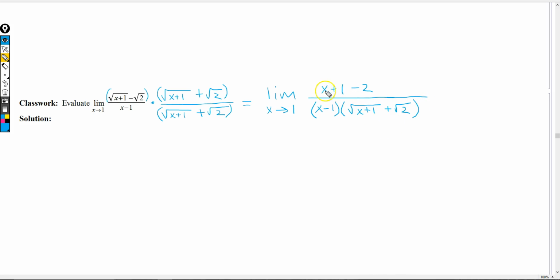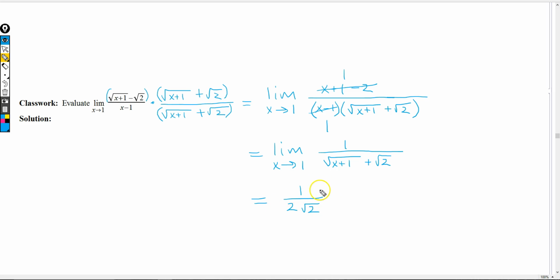Now of course the top here is x minus 1, since 1 minus 2 is negative 1. So this x minus 1 will cancel with this x minus 1. And we end up with the limit as x converges to 1 of 1 divided by root x plus 1 plus root 2. Now we can plug the 1 in for x. No problem, we're not dividing by 0. And we end up with 1 over 2 root 2.